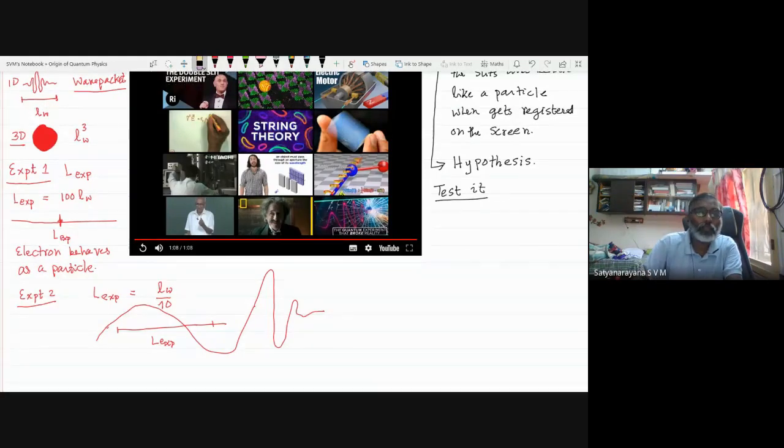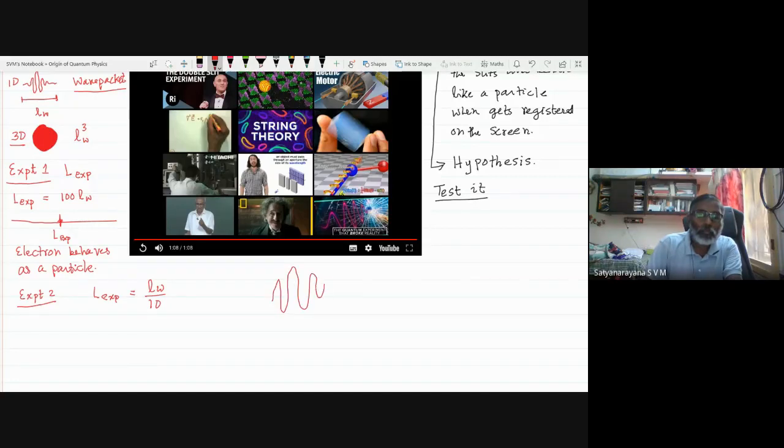Let me write better. I'll say that this is LW by 10. So let me draw it: your L experiment is going to be only this much. So you will see the particle, and in this experiment, your electron behaves like a wave.